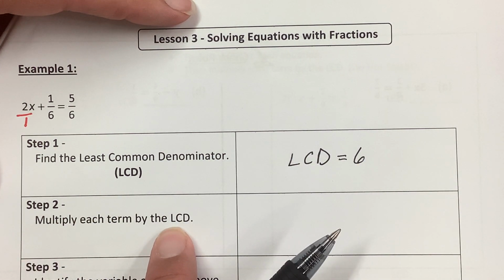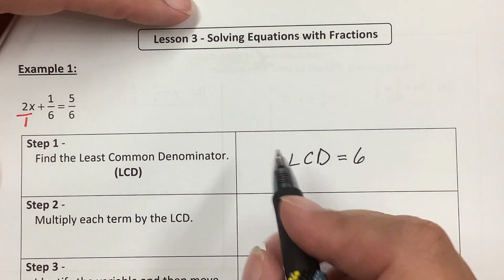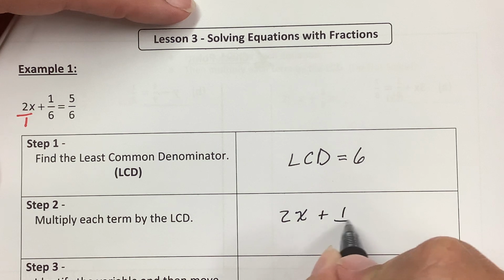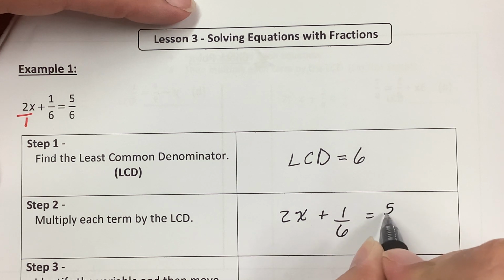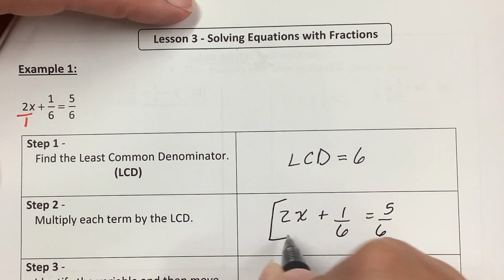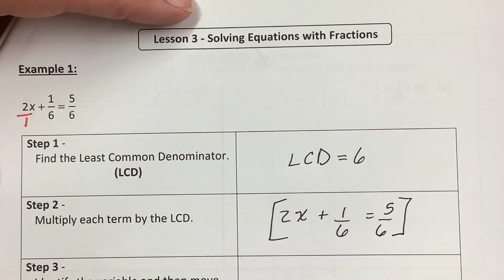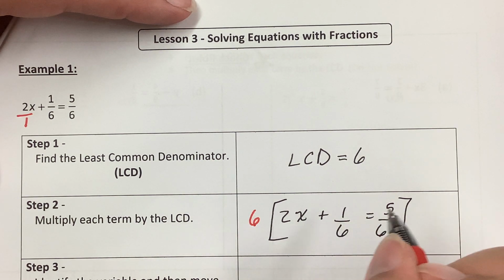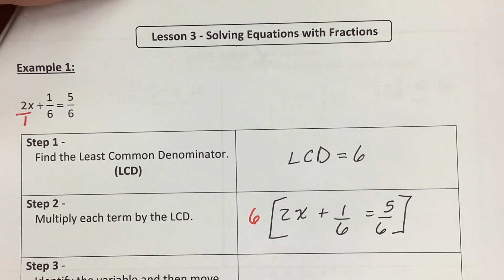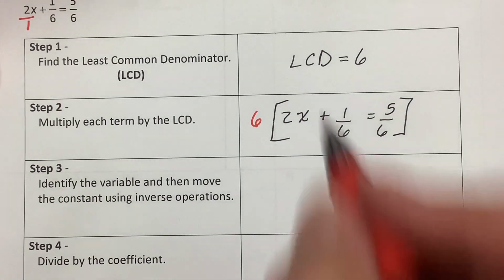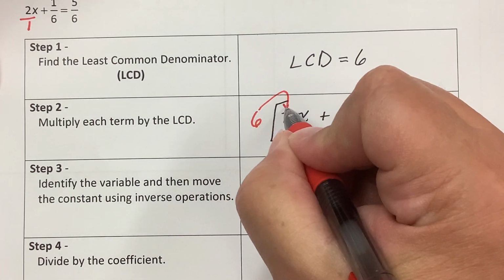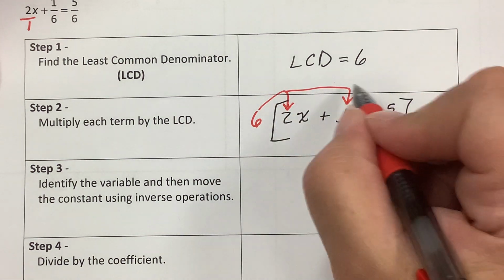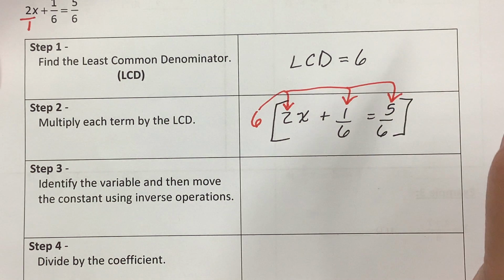Multiply each term by the least common denominator. So I'm going to write it out like this. 2x plus 1/6 equals 5/6. I'm going to put a bracket around it. Then I am going to multiply everybody by 6. Now, when I say multiply everybody, I mean the numerators only. So 6 times 2, and 6 times 1, and 6 times 5.